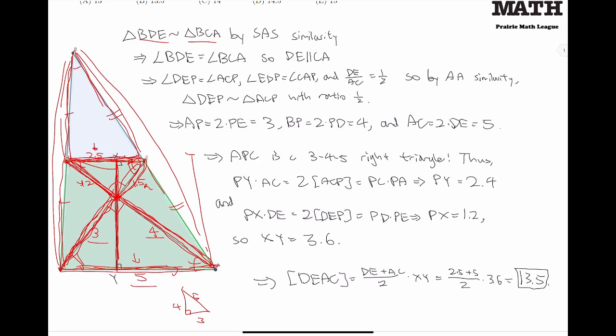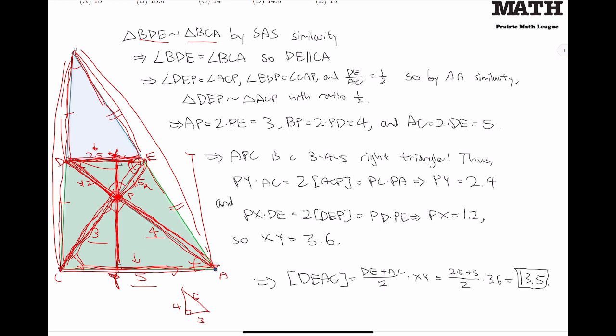So notice, you can't see the point labels anymore. I'm just going to draw them again. Let's call this x and this y, where you drop P to AC and DE respectively to get y and x.